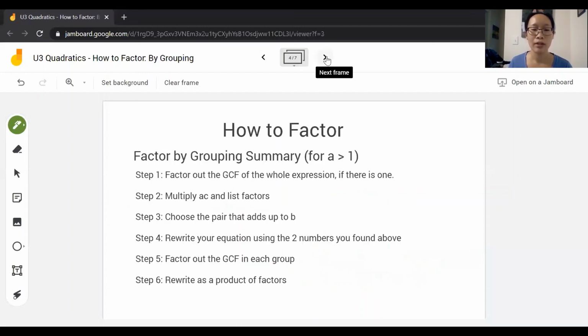To summarize, when you factor by grouping, you factor out the GCF of the whole expression if there is one. Then you multiply A and C, and you list the factors. You choose the pair that adds to B. You rewrite your trinomial as 4 terms using the pair of factors you found that adds up to B. You factor out the GCF in each group, and you repeat that until you have a product of factors.